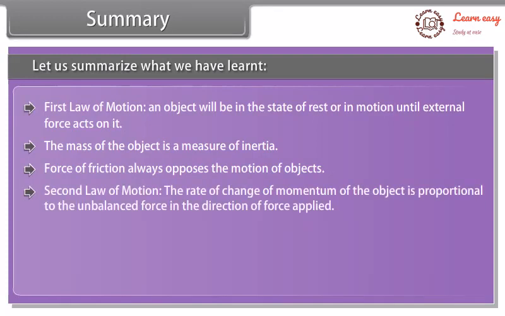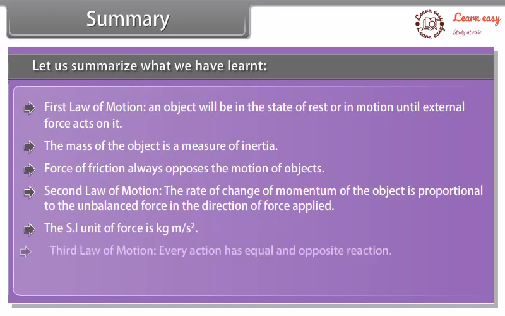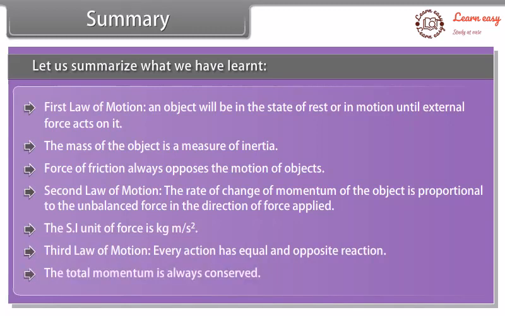Force of friction always opposes the motion of objects. Second law of motion. The rate of change of momentum of the object is proportional to the unbalanced force in the direction of force applied. The SI unit of force is kilogram-meter per second square. Third law of motion. Every action has an equal and opposite reaction. The total momentum is always conserved.